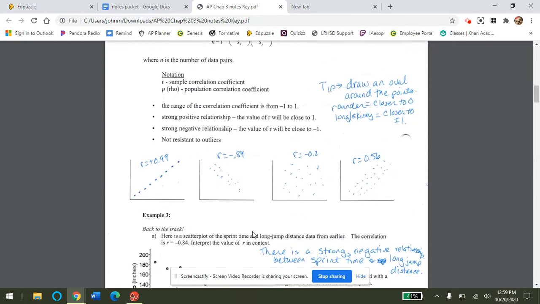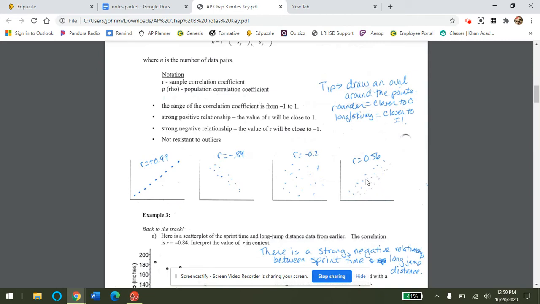So when you're looking, I gave you guys a couple of graphs. This would probably have an R equals 0.99. This would be about an R equals -0.84. All right, -0.2, no pattern. Okay, 0.56, it's moderate and positive, but it's spread out still. It's not just close to a line, right?